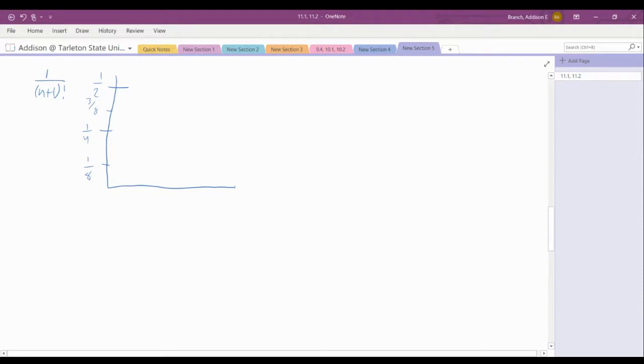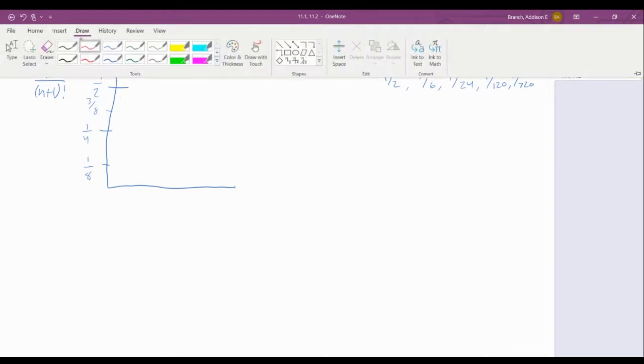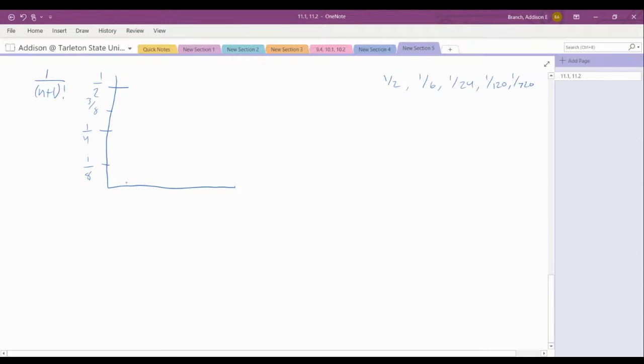All right. So remember our first 5 terms were 1/2, 1/6, 1/24, 1 over 120, and 1 over 720. So let's go ahead and plot those points. Let me just draw a little axis down here. So we're going to have 1, 2, 3, 4, 5.